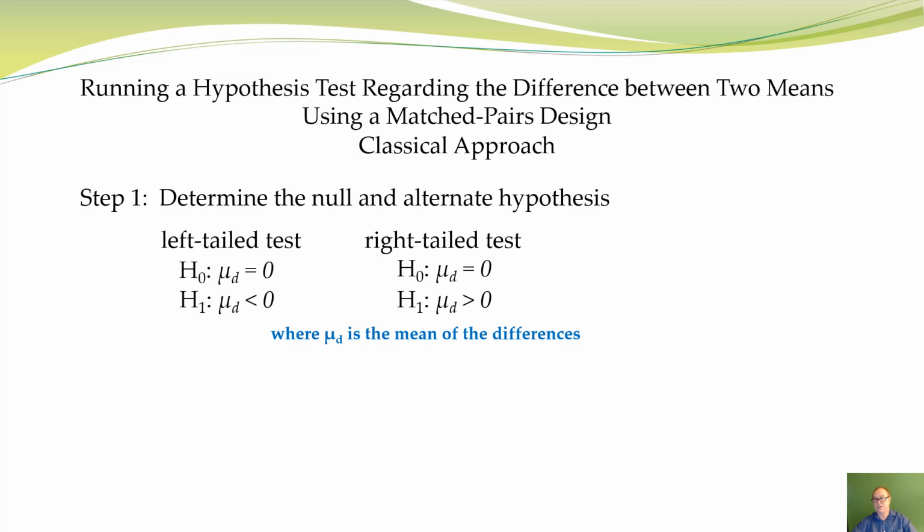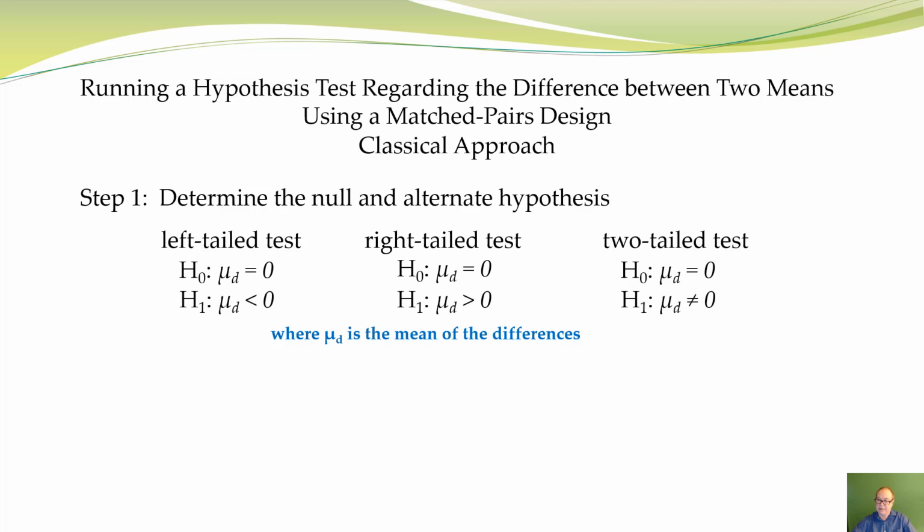Again, the mean of the differences is equal to 0 for the null. Then we want to show the mean of the differences is greater than 0. What this implies is that sample 1 is greater than sample 2, because if you have a large number minus a smaller number, you get a positive number, which is greater than 0.